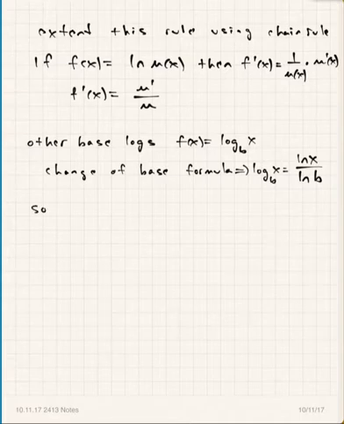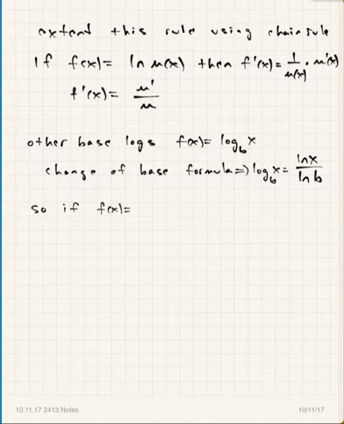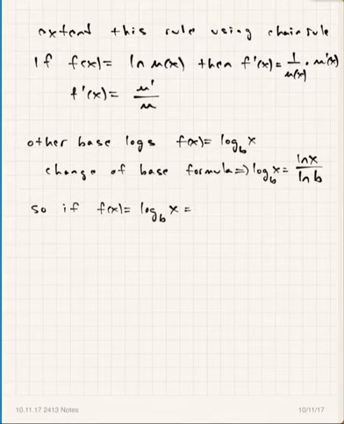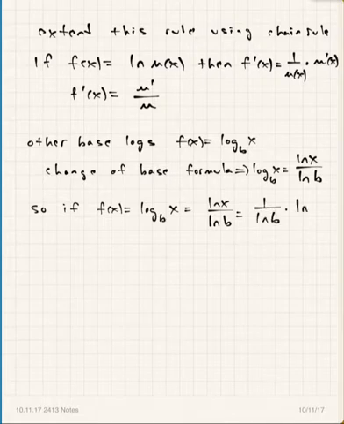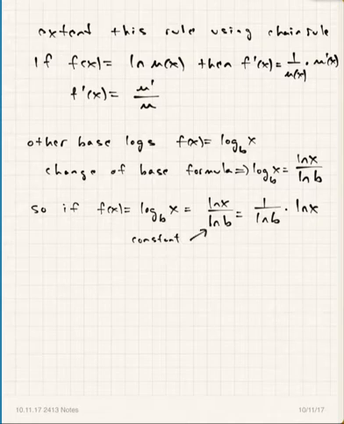So if f of x is equal to log base b of x, then we would write that, first of all, using the natural log as the natural log of x over the natural log of b. And you might write that as 1 over the natural log of b times the natural log of x. Now, b is a constant, so the natural log of b is also a constant, and so that 1 over the natural log of b is a constant also. So in other words, that doesn't affect the derivative at all. It just comes down for the ride.